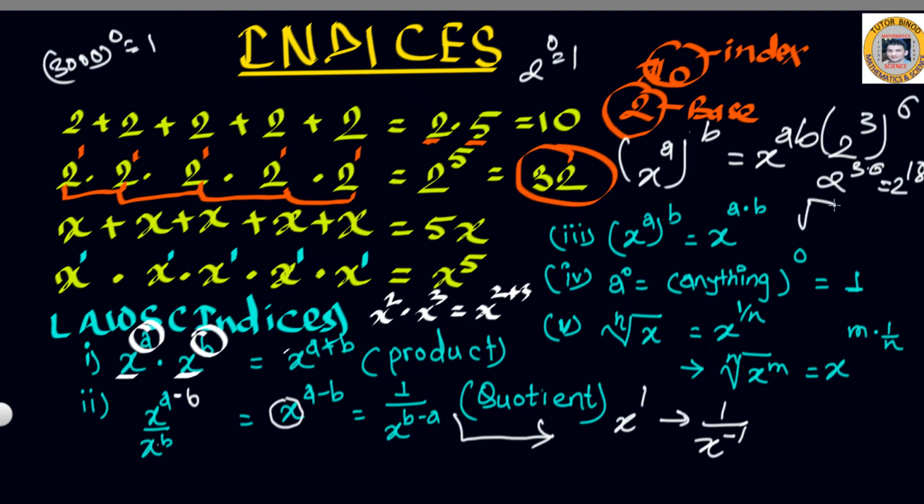Now let me go through the root form. Suppose you have the square root of 2, then you would have 2 to the power 1 by 2. Similarly, if you have the nth root of x, then you would have x to the power 1 over n. But if you have x to the power m under the nth root, you would multiply the power with 1 by n, so it would be x to the power m over n, as you can see here. So these are the different things you should remember to proceed further with problems regarding indices.